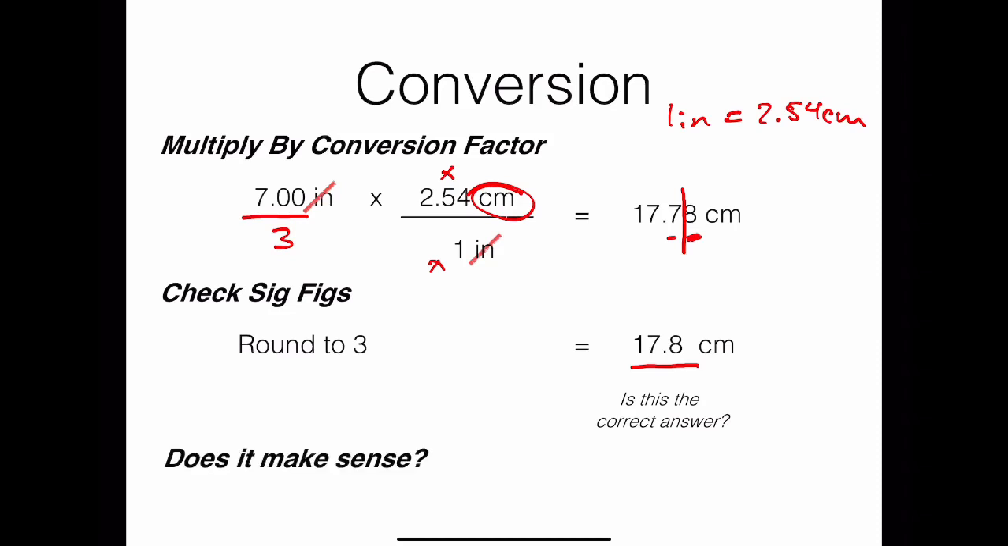Does it make sense? We can use what we know about centimeters and inches to even look at a ruler and tell us that, yeah, there's about 17, 18 centimeters in 7 inches. So we can absolutely use something physical, something tangible that we can hold and compare it to make that number make sense for us.